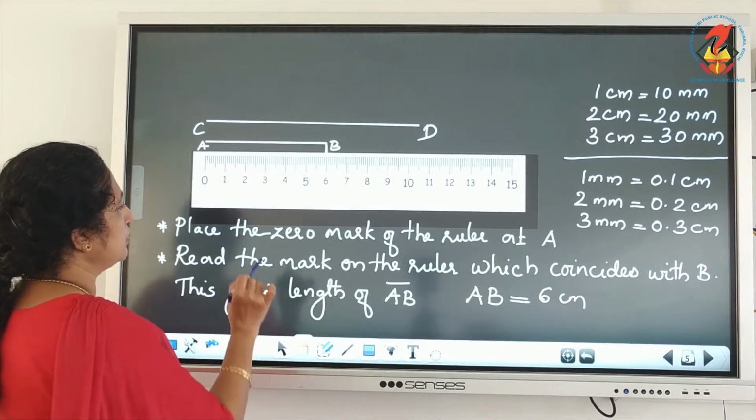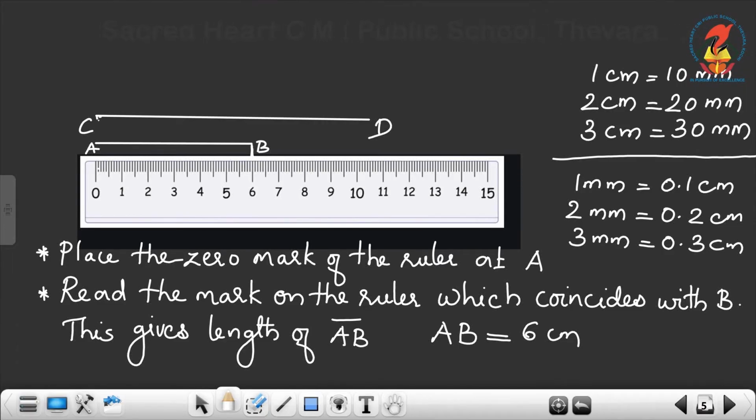So what we have to do? Place the 0 mark of the ruler at C. Then you have to read the mark on the ruler which coincides with D. Now look at that, what is that point? It coincides with here. Here we have the small divisions, we have to count 1, 2, 3, 4, 5. So the length of CD is 10 centimeter, then 5 small divisions.